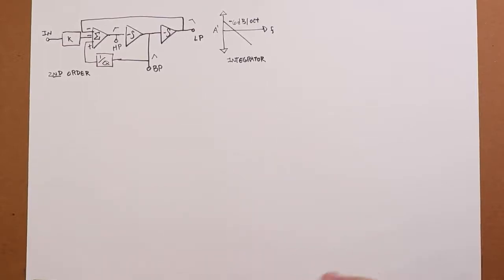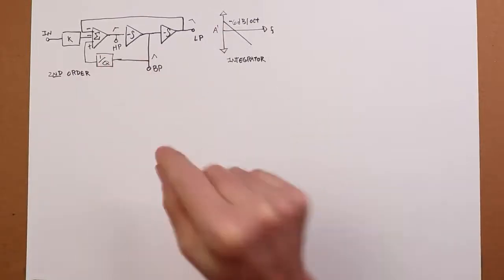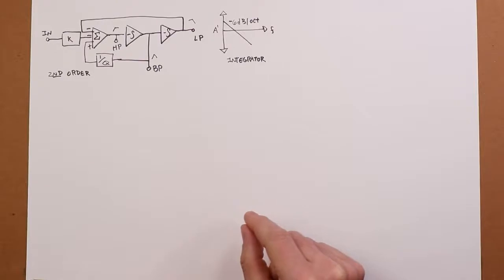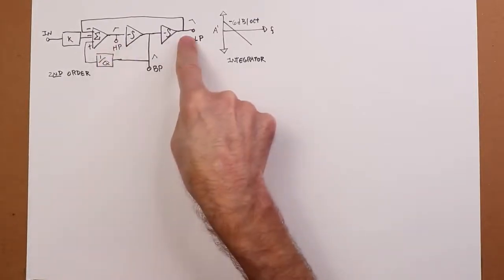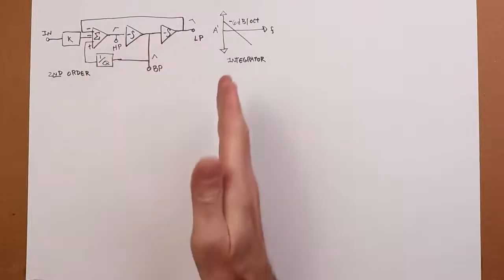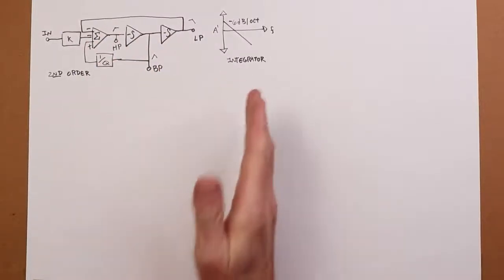Okay? Now, so there's no confusion about what's happening here. There are three outputs, but they can't be independently tuned. In other words, you can't have this one at 1 kilohertz and this one at 100 hertz and this one at 5 kilohertz. They're all going to have the same tuning frequency. They're all going to line up in that respect.